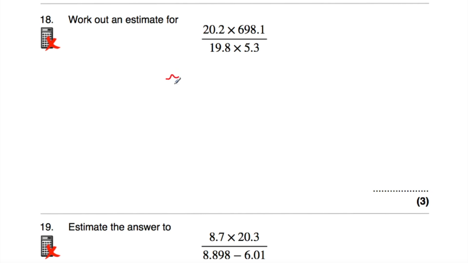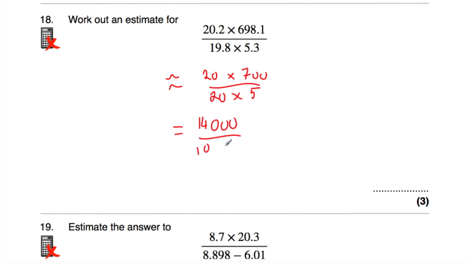Okay, so I'm going to round these figures to one significant figure. So 20.2, I'm going to use 20, multiplied by 700, over 19.8, well, if I round that to one significant figure, that'll be 20 as well, multiplied by, and then 5.3, I'm going to round that to be 5. Okay, so now let's work these out. The numerator, 2 times 7 is 14, and then 1, 2, 3 zeros. And the denominator, 2 times 5 is equal to 10, and put on the 0.